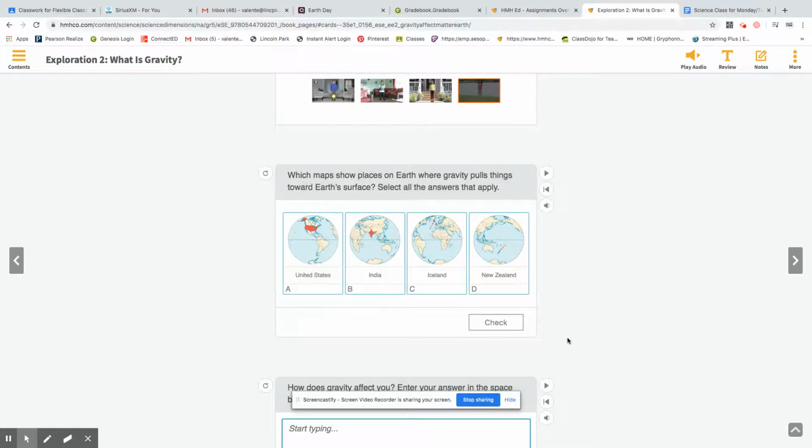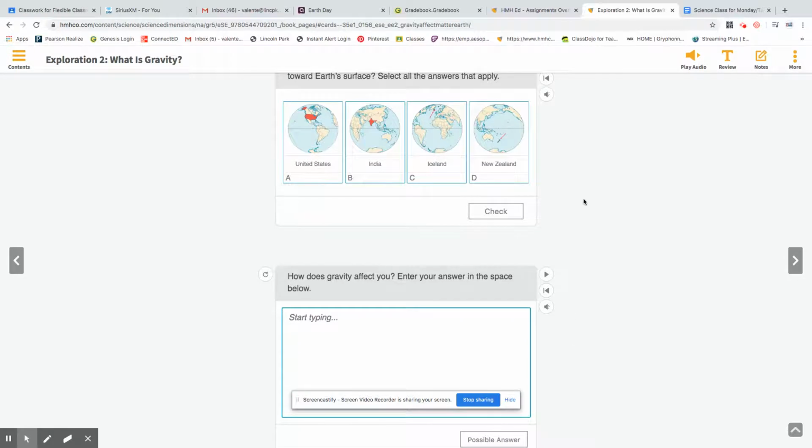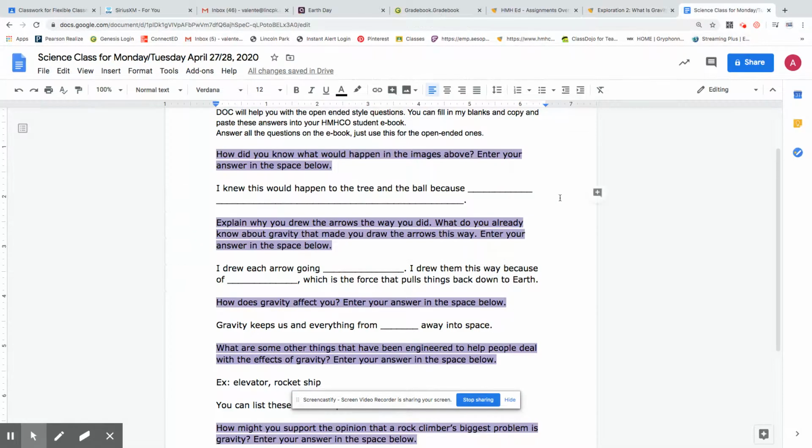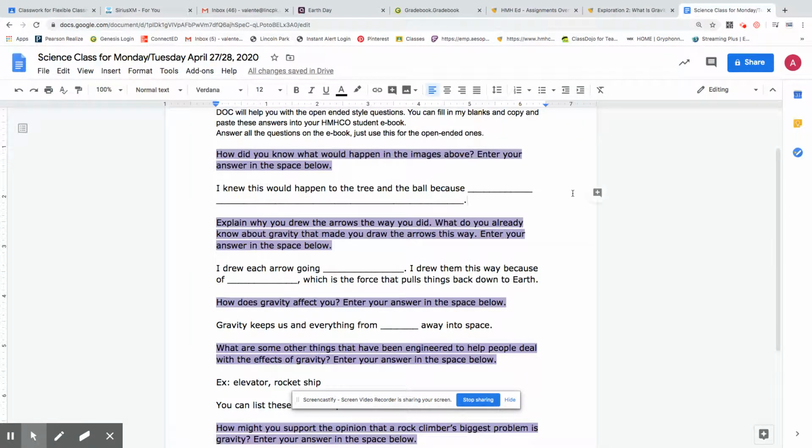All right, and then it's time for a multiple choice question. Which maps show places on Earth where gravity pulls things towards Earth's surface? Maybe a trick question. All right, and then we're going to go on to the third fill in the blank. How does gravity affect you? Enter your answer in the space. So from our doc, gravity keeps us and everything from blank away in space.